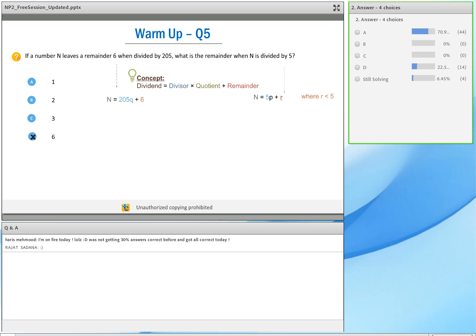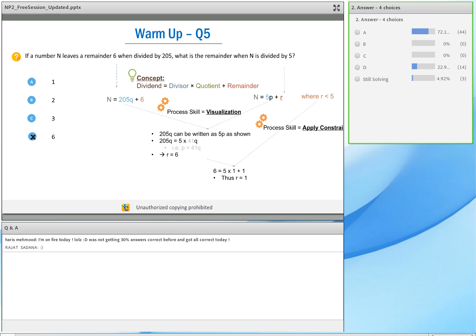What's given to us is that n leaves a remainder of 6 when it's divided by 205. Again, we write it the same way, 205 times q plus 6. And again, as we visualize this, we say, let's write 205 in terms of 5 times something. So 205q can be written as 5 times p, which means 205q is 5 times 41q, and that leaves a remainder 6. But then you ask yourself, hey, the remainder has to be less than 5. So 6 can be written as 5 times 1 plus 1. 5 times 1 doesn't leave a remainder. So your remainder is 1, which is choice A.